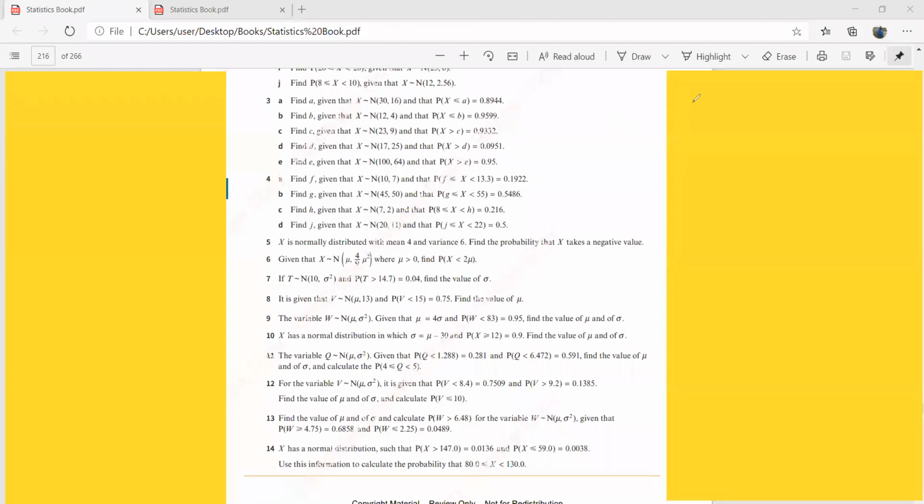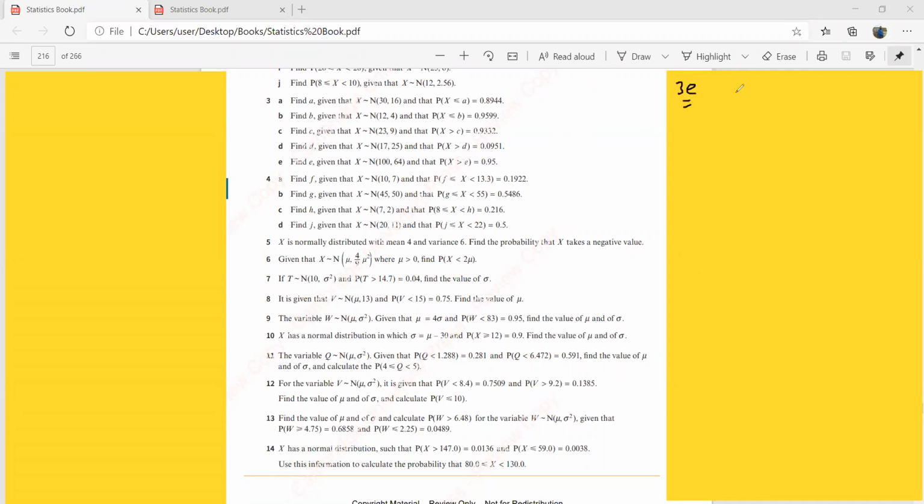Okay, guys, I am on to one more part from this question three. Let me try this 3e. You will again have a negative value here.